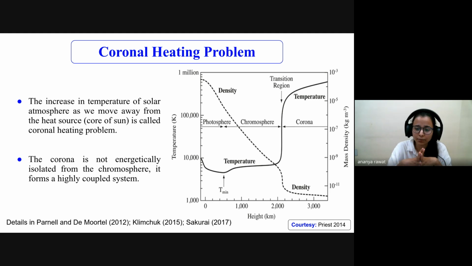Now, to explore the coronal heating problem, there are various proposed mechanisms, and two of the most promising heating mechanisms are the reconnection mechanism and the wave heating mechanism. So I will be focusing now on the wave heating mechanism.